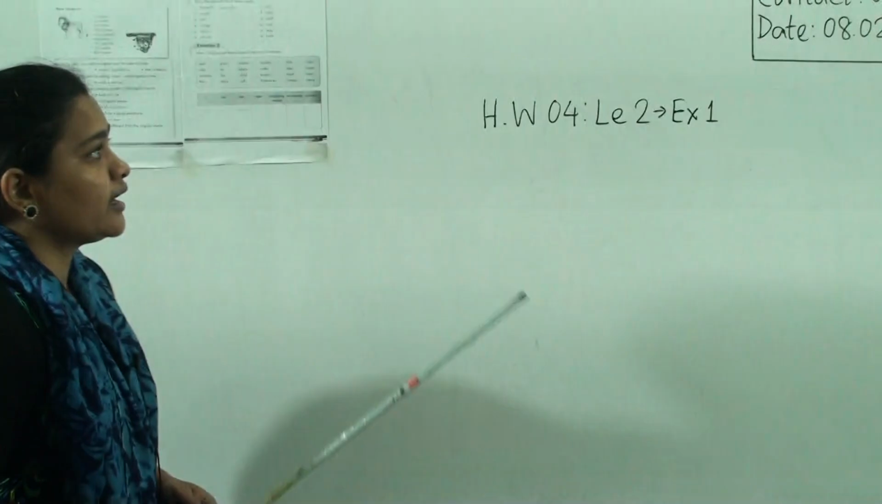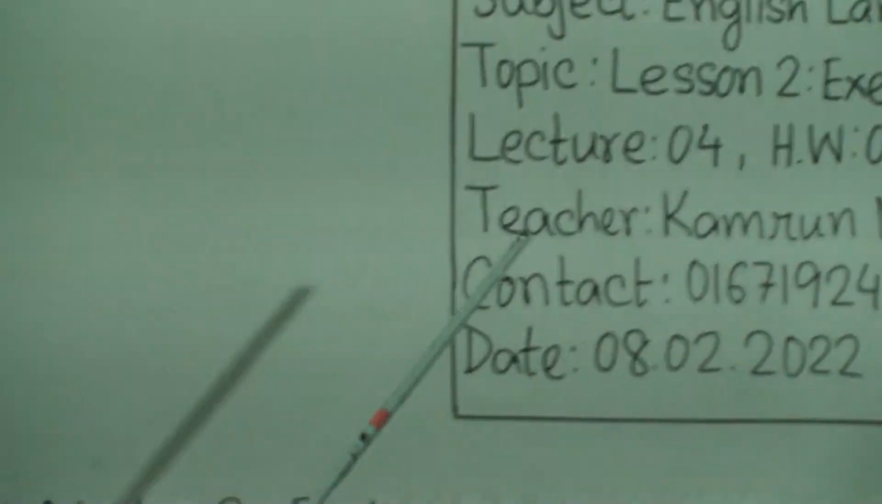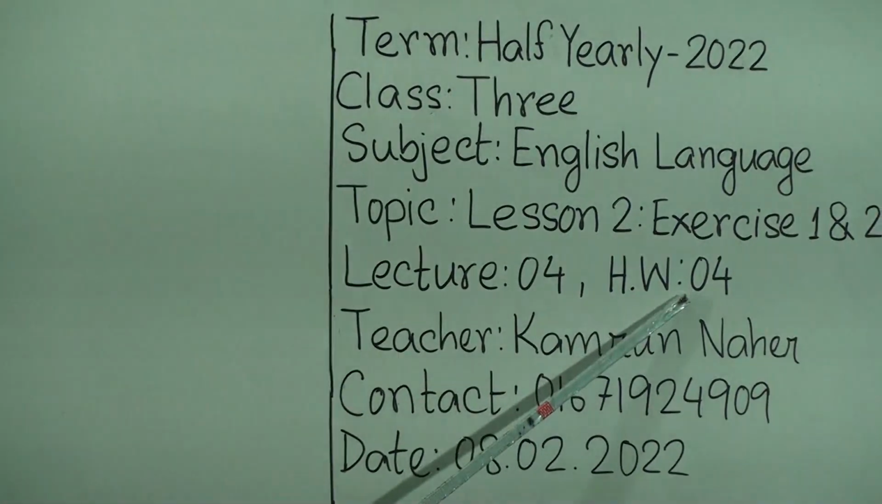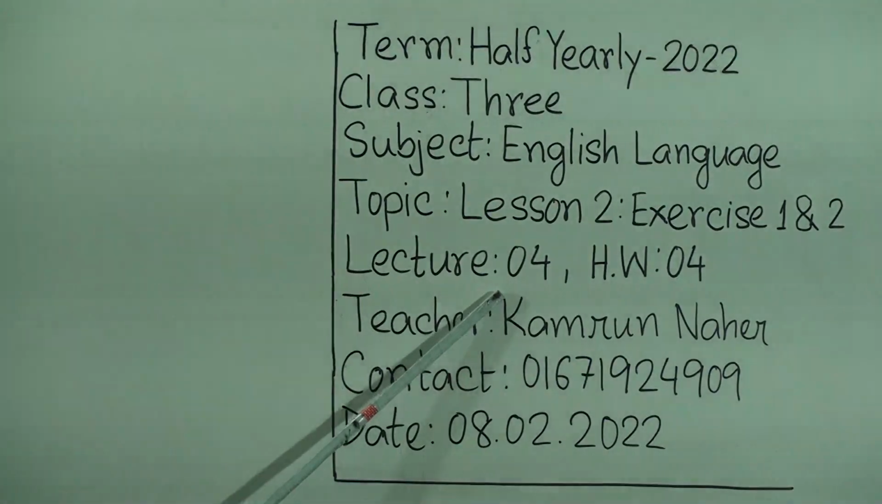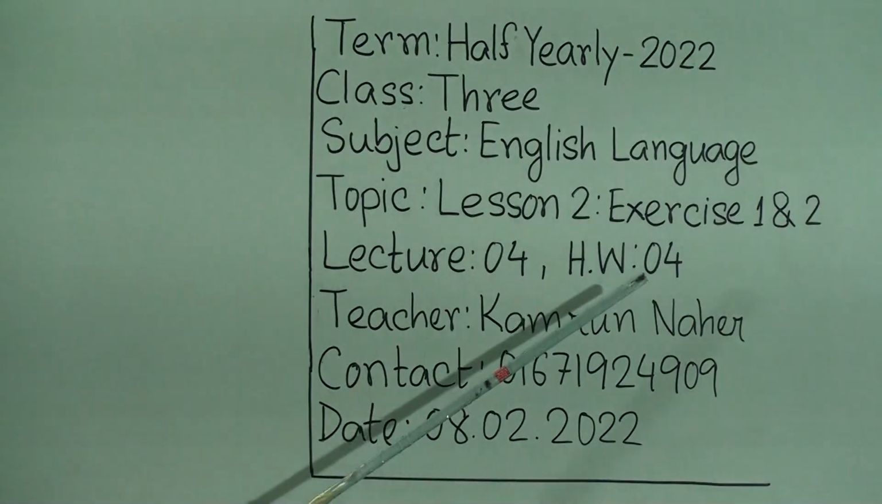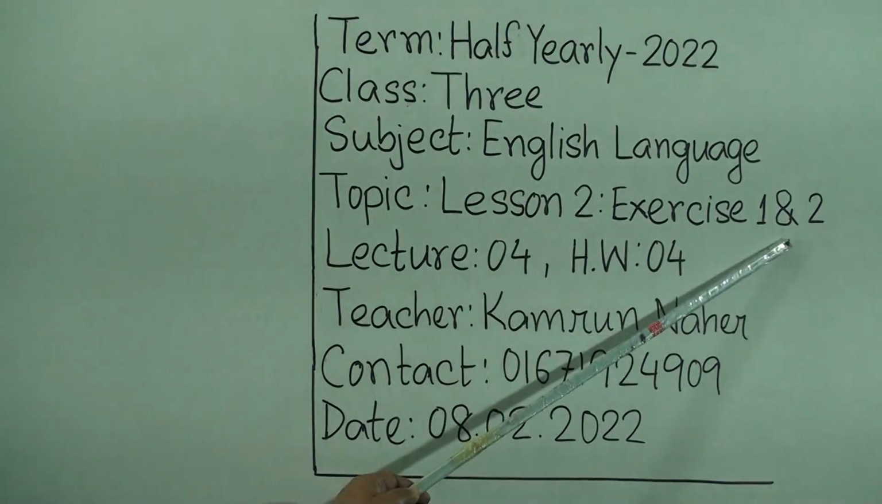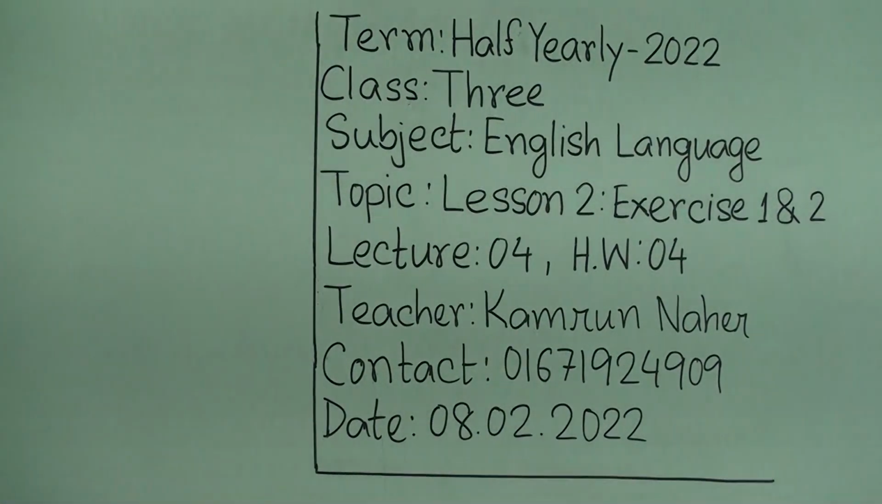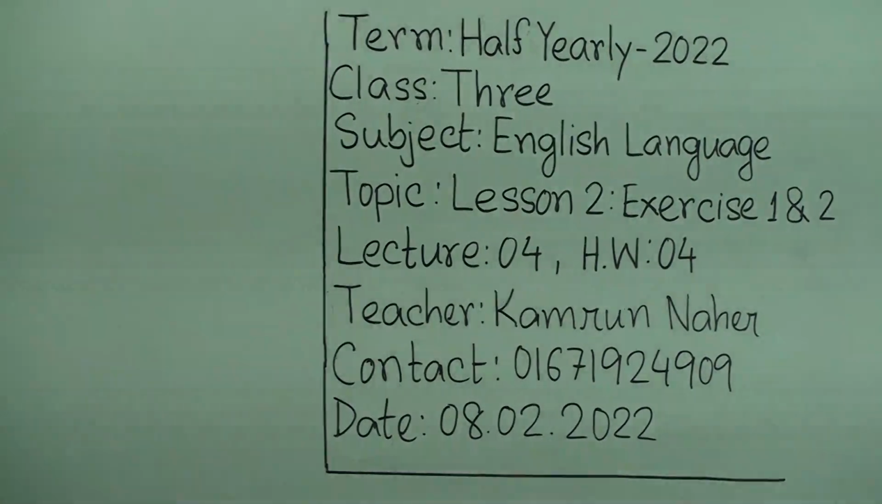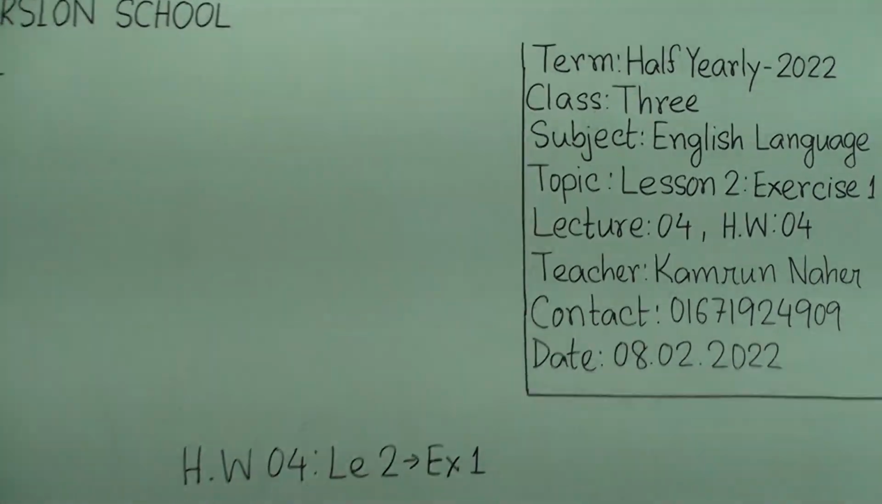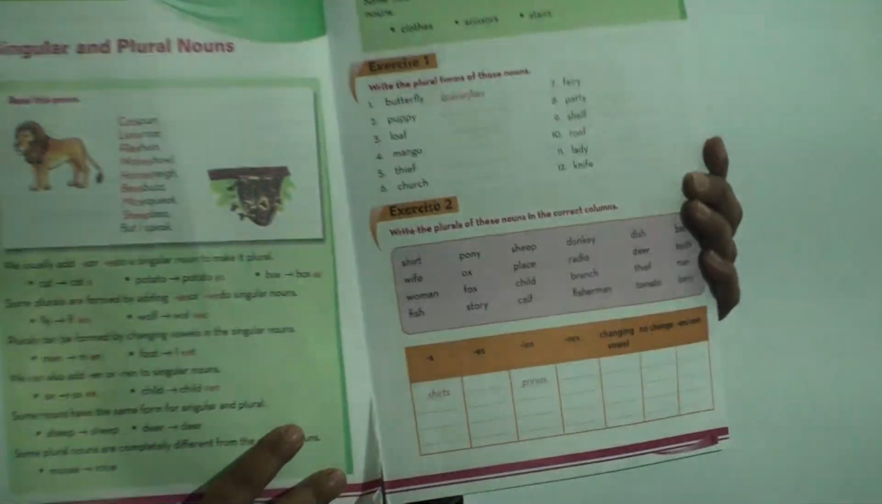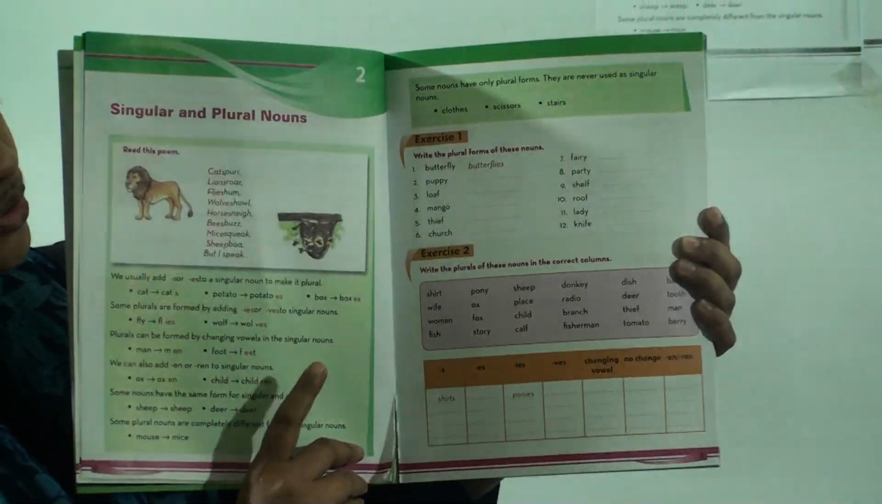Now look at this board. This is your lecture number 4 and HW number 4. At the end of the class, you will be given homework. Today we will do lesson 2, exercise number 1 and exercise number 2. All of you can take your Enjoying Grammar book. Your book is very colorful and mine is a photocopied one. Today we will do exercise 1 and exercise 2.